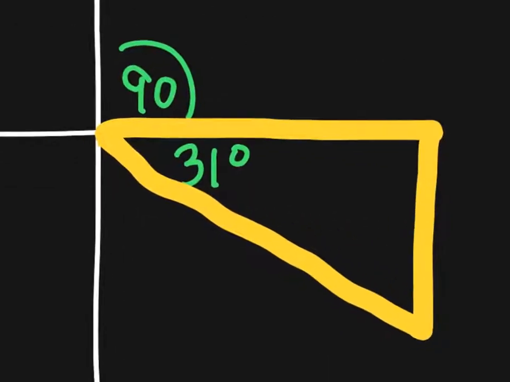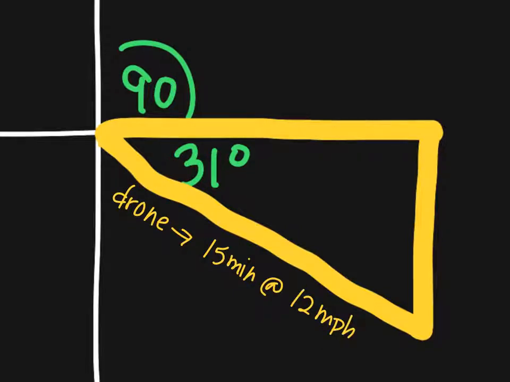Okay, so let's zoom in on this a minute. So I've got my drone flying in this direction. There's the direction of the drone. 15 minutes at 12 miles an hour. How far does the drone get? So 12 miles an hour means in 1 hour, how far would he get? 12 miles. That's what 12 miles per hour means.